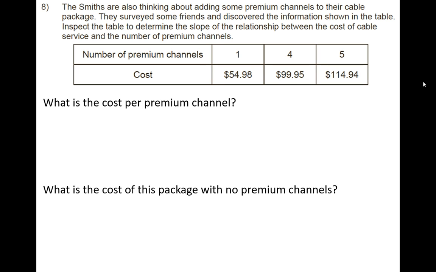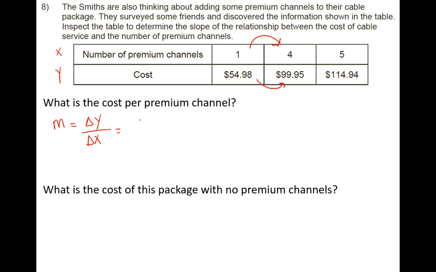It says the Smiths are also thinking about adding some premium channels to their cable package. They surveyed some friends and discovered the information shown in the table. Inspect the table to determine the slope of the relationship between the cost of the cable service and the number of premium channels. So, let's just look at this slope then. What changes? So this is our x, this is our y. We know that the slope, and I don't know why we use a lowercase m for slope, is the change in y over the change in x.